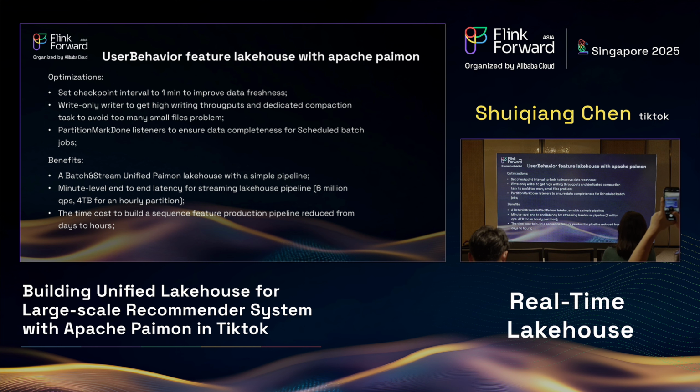First, we set the checkpoint interval of the Flink job to 1 minute to improve the data freshness for downstream pipelines. And we also make the Paimon writer perform write-only actions to get a high writing throughput, and run a dedicated compaction job to periodically compact the files to avoid producing too many small files.